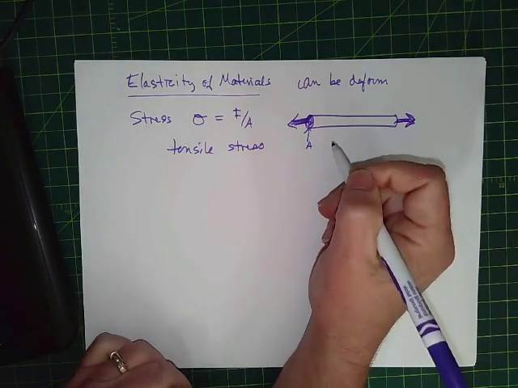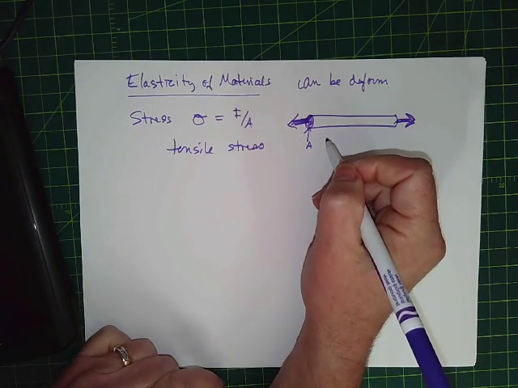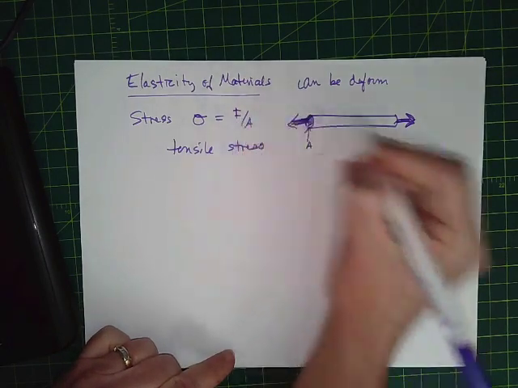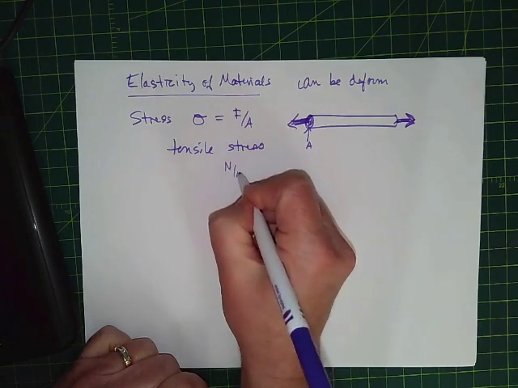What are the units of stress? It's force over area, so it's newtons per square meter.